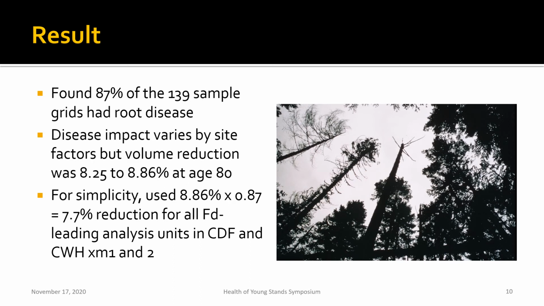Jeff came up with a range of 8.25 to 8.86% volume reduction at age 80. For simplicity, because the timber supply review breaks things down into analysis units, primarily Douglas fir leading stands, I took the 8.86% value, multiplied it by the incidence factor, and came up with a 7.7% reduction that could be applied to those Doug fir leading analysis units.